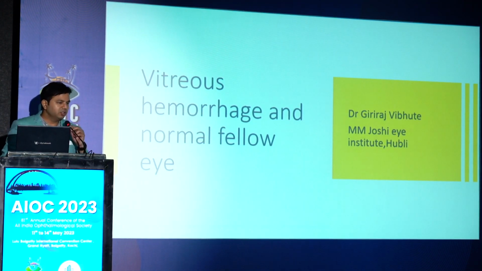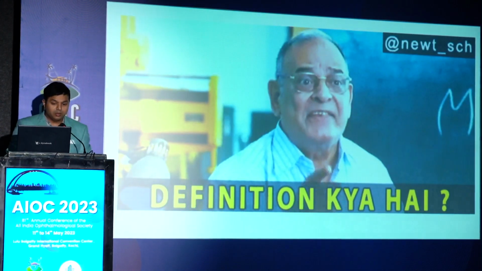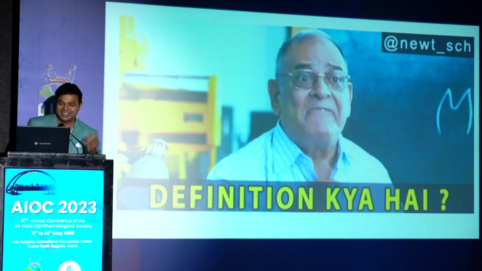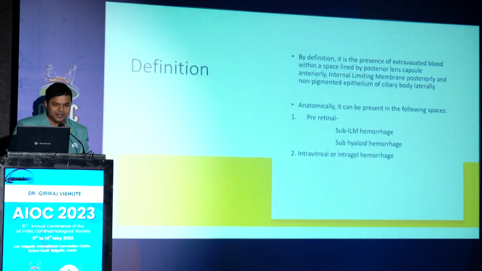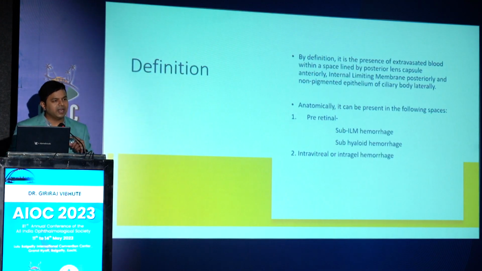Let me start with the first topic of this first session for today, vitreous hemorrhage and the normal fellow eye. So, definition kya hai? Somebody might ask the PG students who might be seeing this recording. By definition, it is the presence of extravasated blood within a space which is lined posteriorly by the ILM, anteriorly by the posterior lens capsule, and laterally by the unpigmented epithelium of the ciliary body. So it can be either sub-ILM bleed, sub-hyaloid hemorrhage, or intragel hemorrhage.